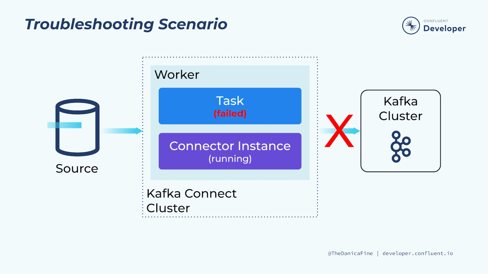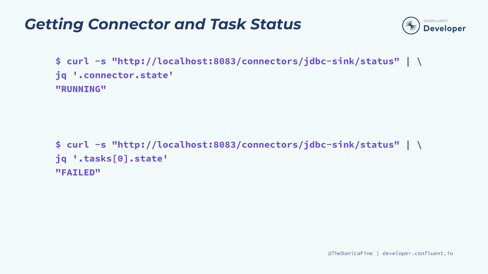Let's cover a common scenario. Your source connector is running, but no data is being ingested. Because connectors are comprised of tasks, one of the first things you should consider is checking to see if one or more of its tasks has failed, independently of the connector. To verify this, you'll need to gather more information from the Connect API.